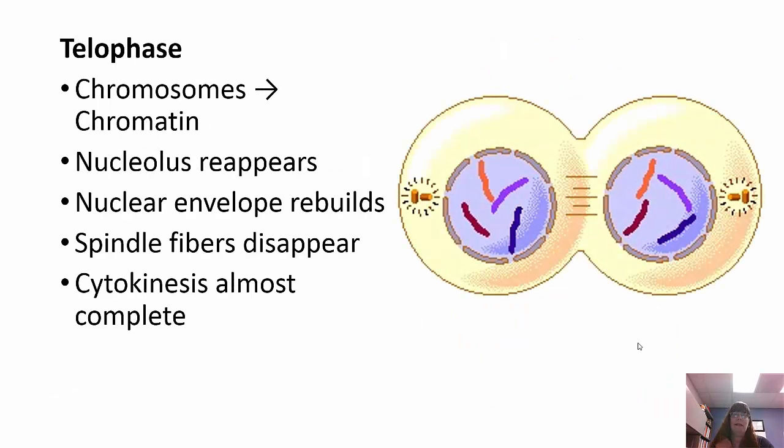And in telophase, it's basically the opposite of prophase. The chromosomes go back to chromatin, the nucleolus reappears, the nuclear envelope rebuilds, spindle fibers disappear, and cytokinesis is also almost complete. You can see that cleavage furrow really developing.